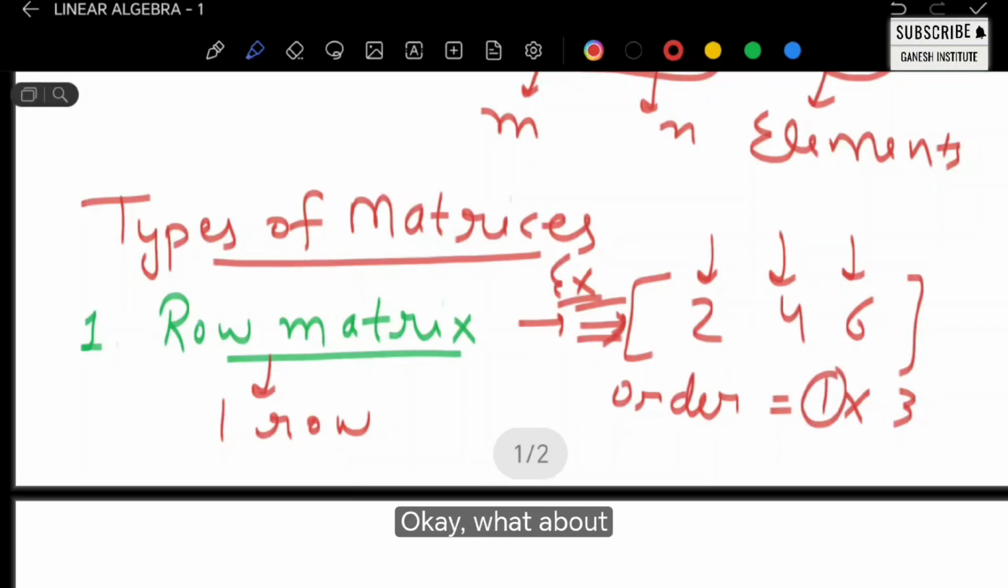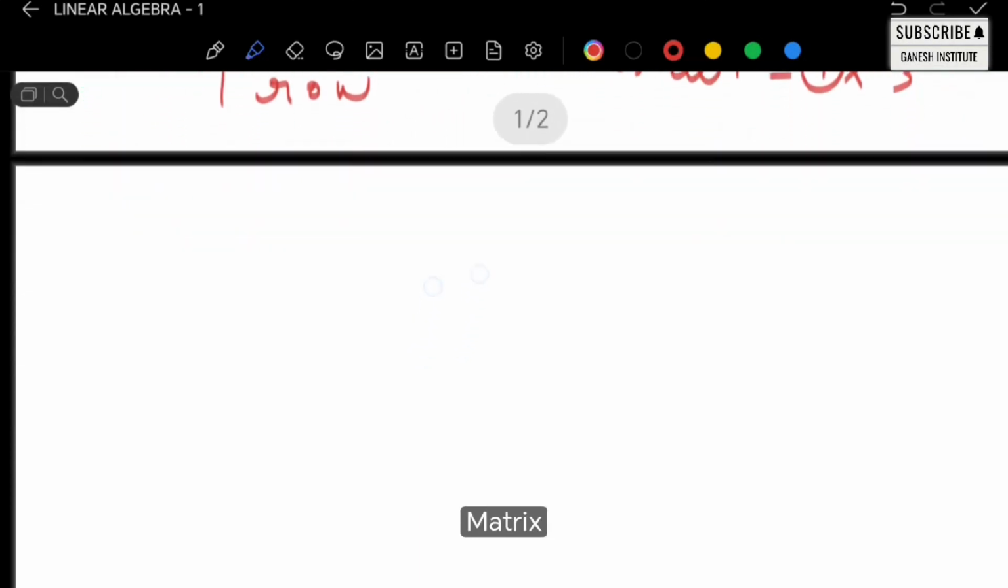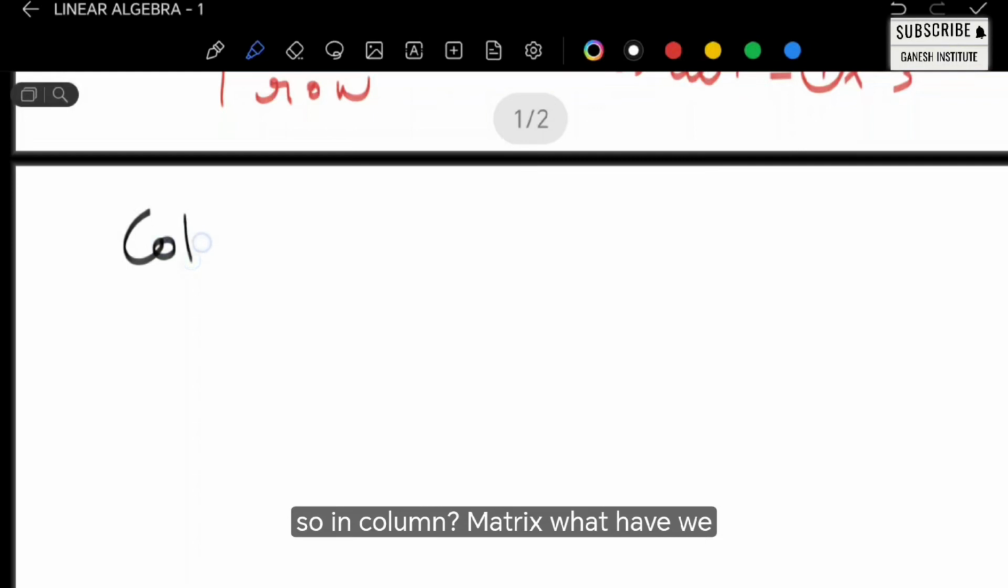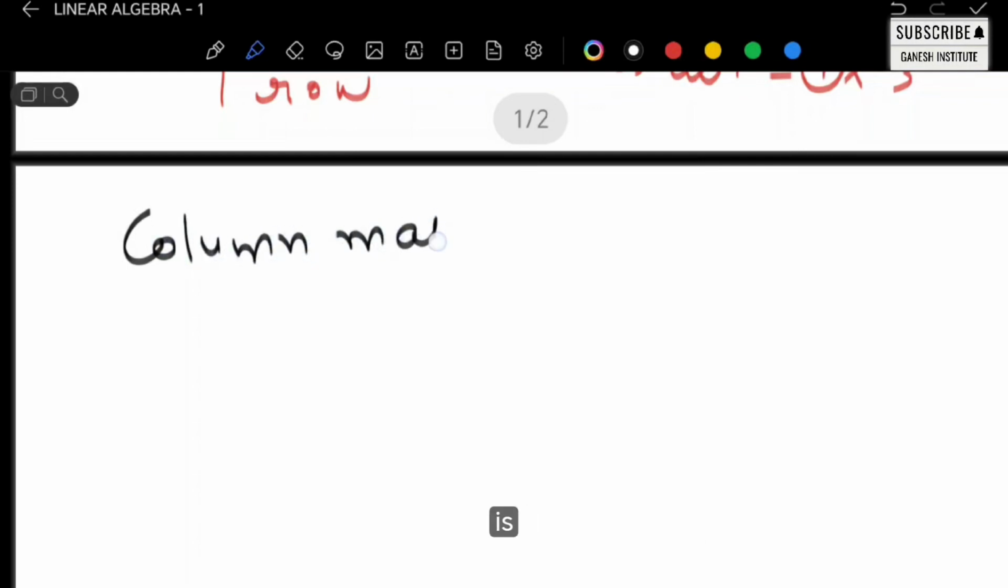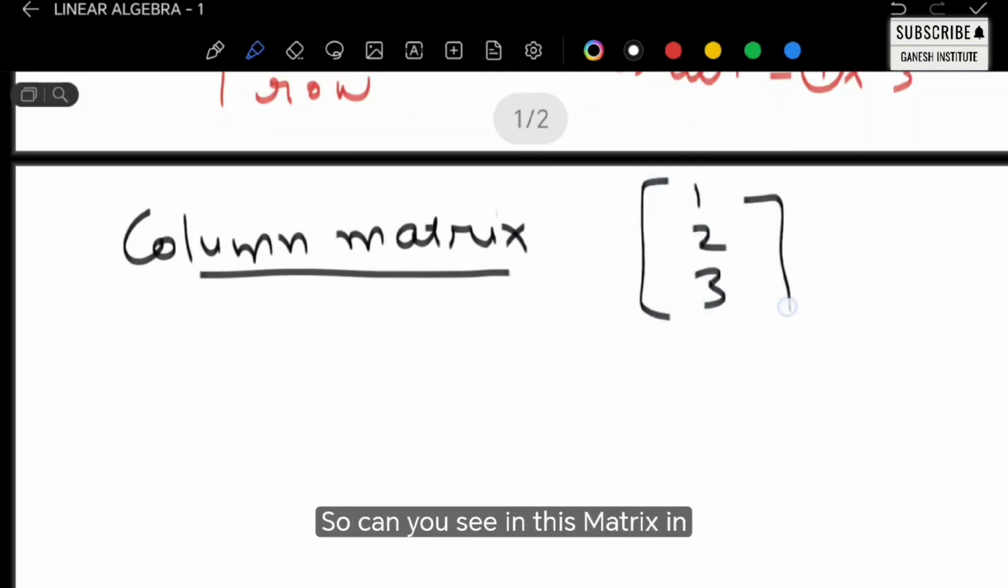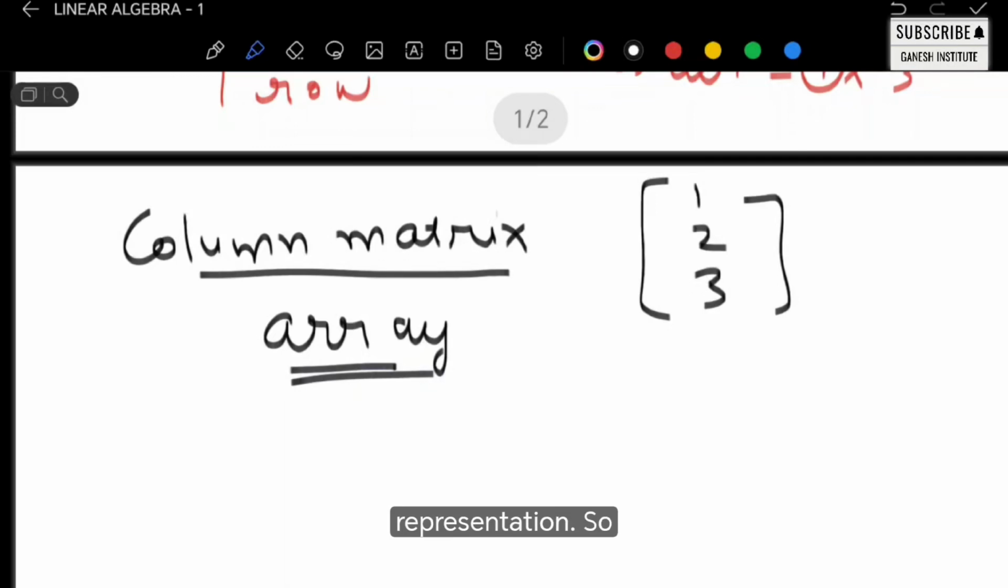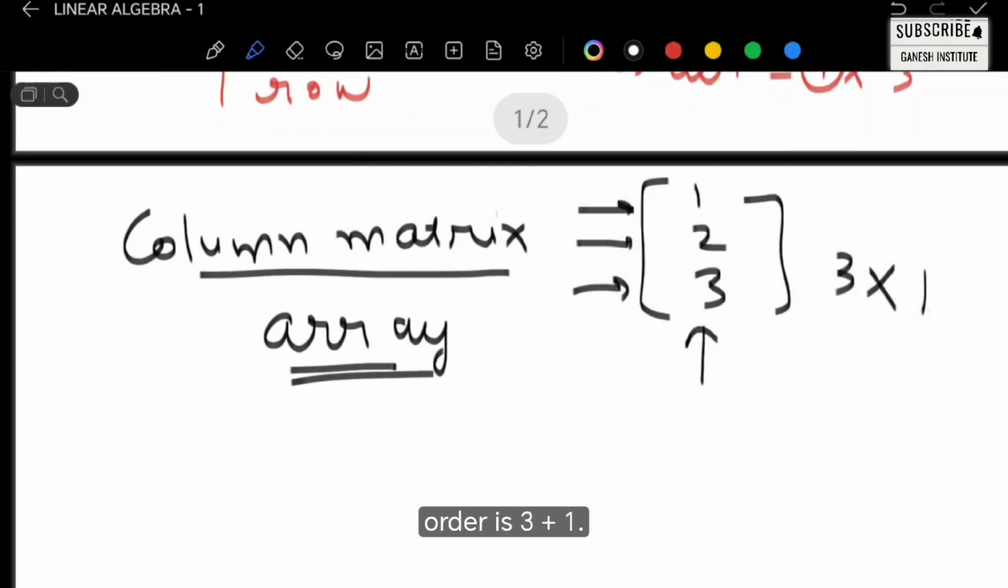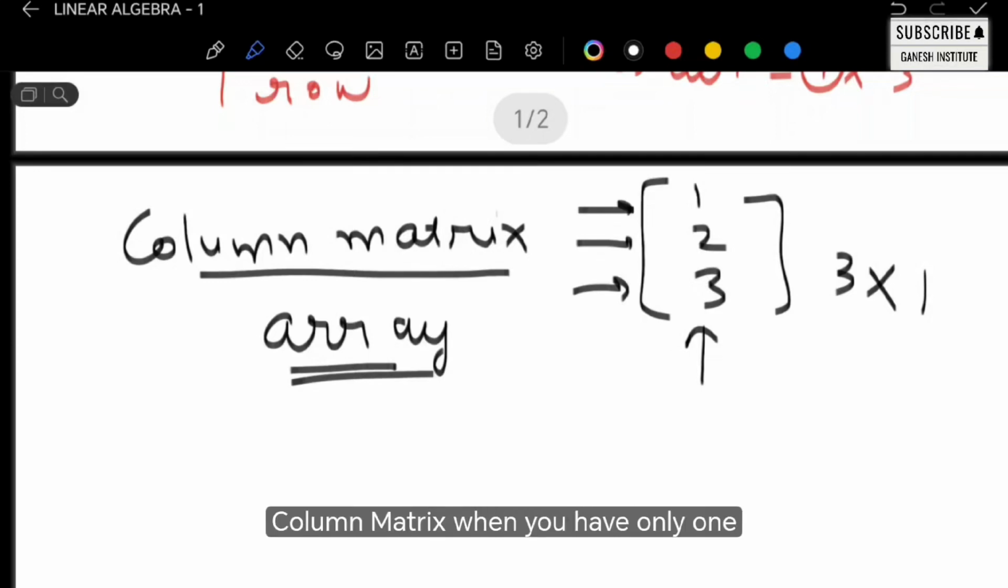Okay. What about a column matrix? In a column matrix, what we have got is only one column. Can you see in this matrix, in this array, a geometrical representation? Basically a column matrix has only one column. Can you see how many rows are there? 3. So the order is 3 cross 1. Okay, so this is about the column matrix. When you have only one column, you can have as many rows as you want in your matrix.